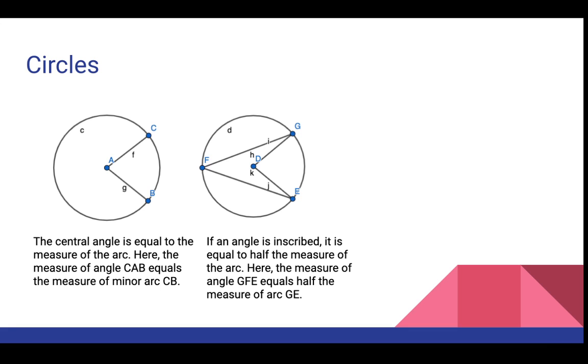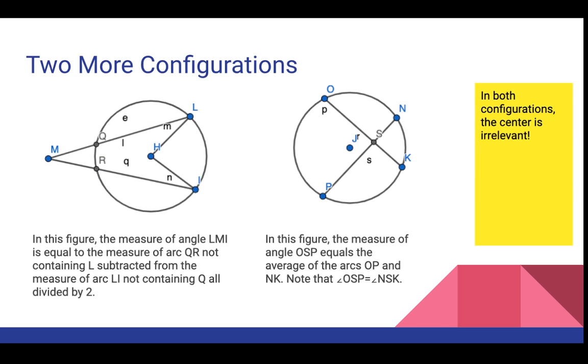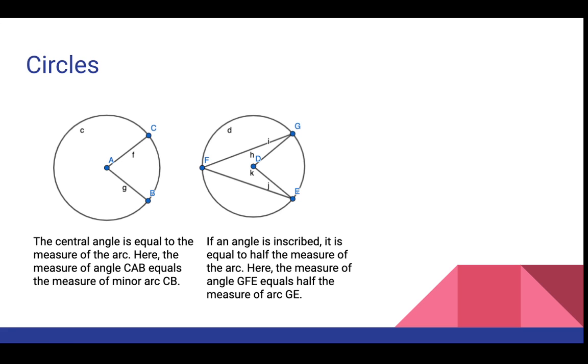And in the second figure, D is the center of a circle, but that's irrelevant. If we have an inscribed angle, then its measure is equal to half the measure of the arc it cuts off. So for example, in this figure, angle GFE is equal to half the measure of arc GE. So this is the inscribed angle, and this is the arc. And F obviously lies on the circle.